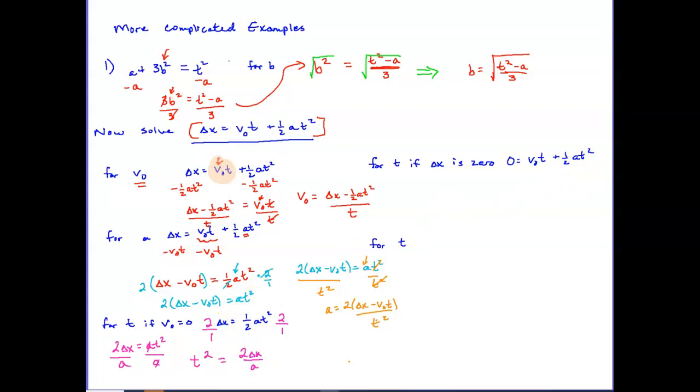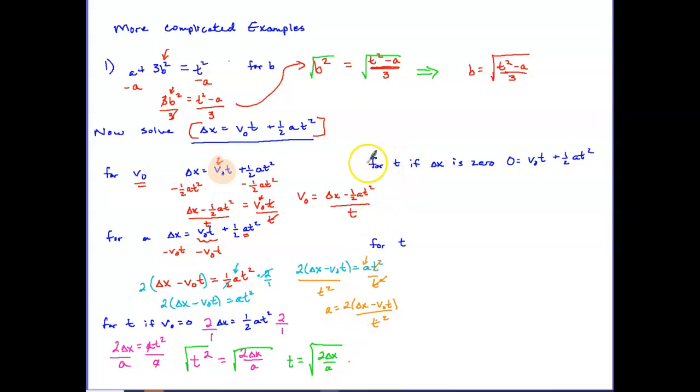And so what do I have to do? I have to take the square root of both sides. Notice my radicals come down to show that numerator and denominator are underneath. Please be careful about that. And I end up with t equals the square root of 2 delta x over a.